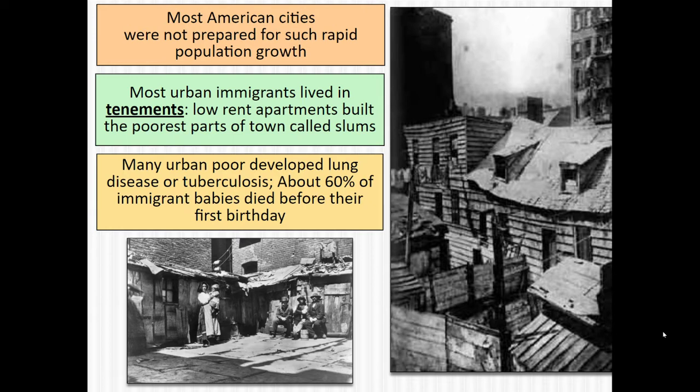And many urban poor develop lung disease and tuberculosis. About 60% of immigrant babies die before their first birthday. And you can see on the right that that building's roof looks like it's about to collapse. And there were no safety standards at that time to ensure that a roof like that, a building that was about to collapse, was going to be taken seriously.